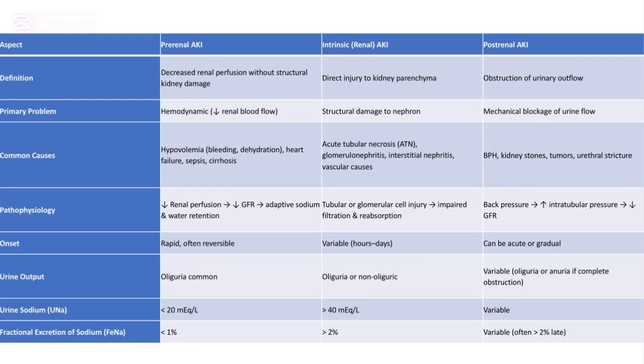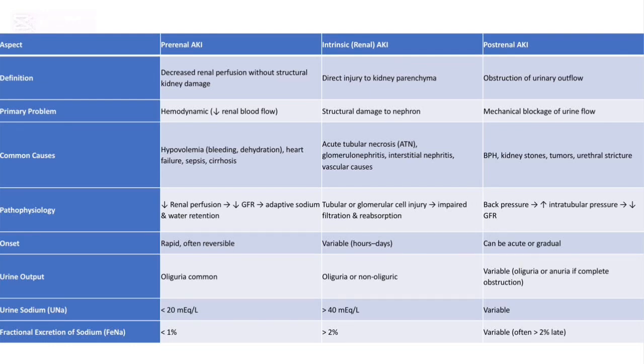Definition and primary problem. Prerenal AKI is caused by decreased renal perfusion without structural kidney damage. The key issue is inadequate blood flow to the kidneys. Because the kidney tissue itself is initially intact, this form is potentially reversible. Intrinsic AKI, in contrast, results from direct structural injury to the kidney, affecting components such as the tubules (acute tubular necrosis), glomeruli (glomerulonephritis), interstitium (interstitial nephritis), or vasculature. Here, the nephron itself is damaged, impairing its ability to function properly.